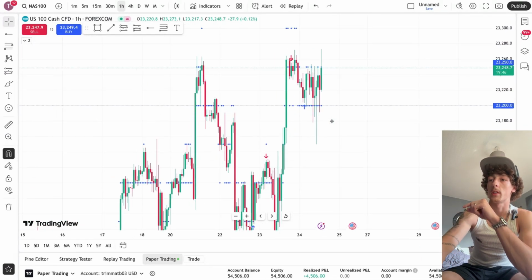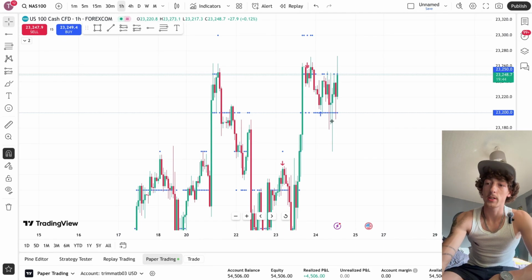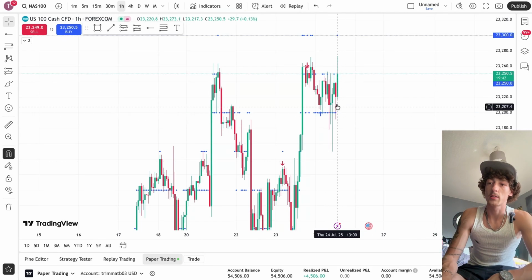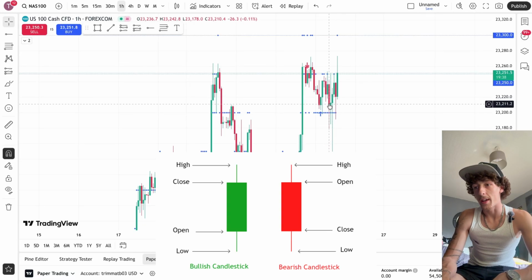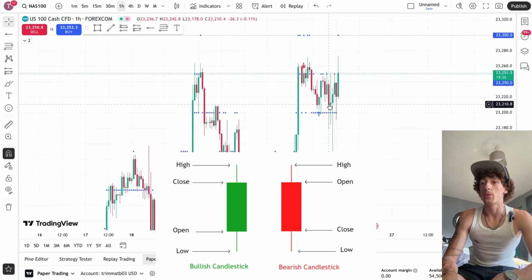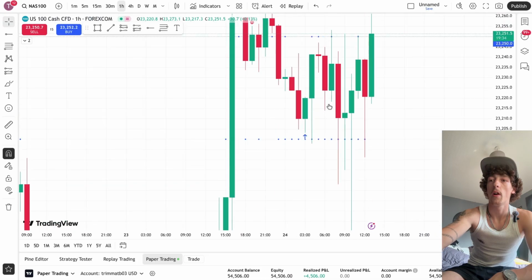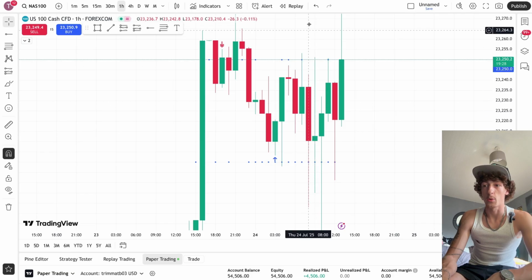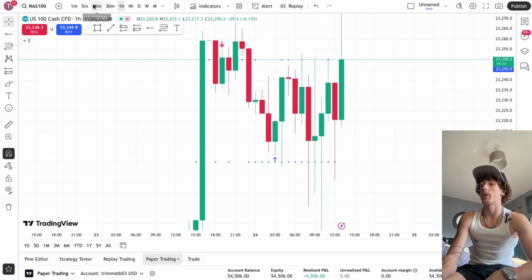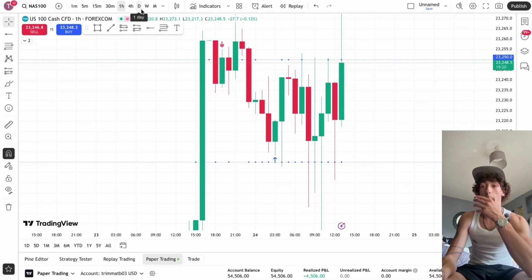So, wicks and candles. The wicks are these little lines coming down from the body of the candle, and the body is the thick one. So if we zoom this out now, the little line above this little green box is a wick, and the green box is the body. So this is on an hour time frame. These are very important. These are what you need to understand in this video.